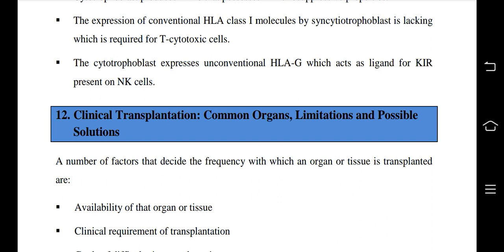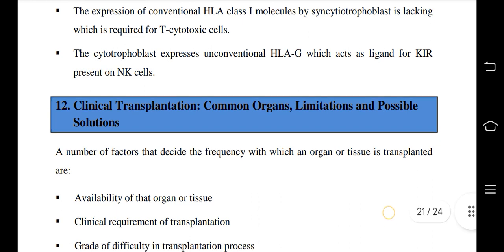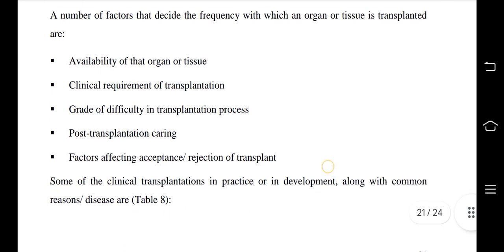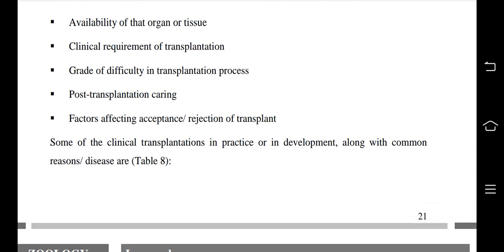Clinical transplantation, common organs, limitations, and possible solutions. A really quick intro. A number of factors decide the frequency with which an organ or tissue is transplanted: availability of that organ or tissue, clinical requirement of transplantation, grade of difficulty in the transplantation process, post-transplantation care, and factors affecting acceptance or rejection of the transplant.